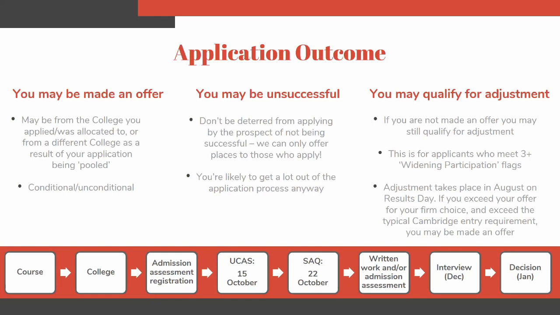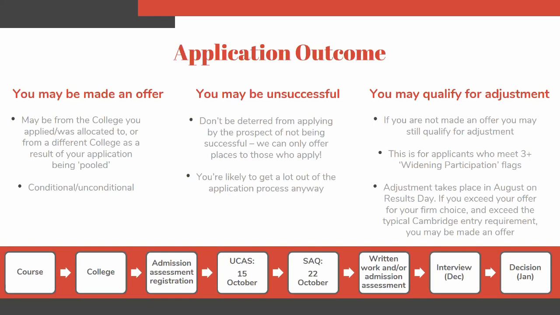This might be from the college that you applied to or were allocated to via an open application, or there is a chance that you could get an offer from a different college as a result of your application being pooled. Pooling is a bit of a reallocation system where if one college had lots of really strong candidates that they thought all deserved a place for one subject, but they didn't have enough space for all of them, they might offer them out to some other colleges. About 1/5 of successful applicants are pooled.